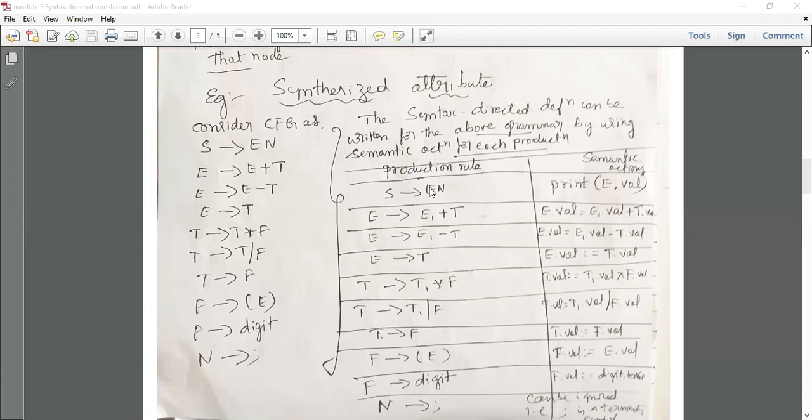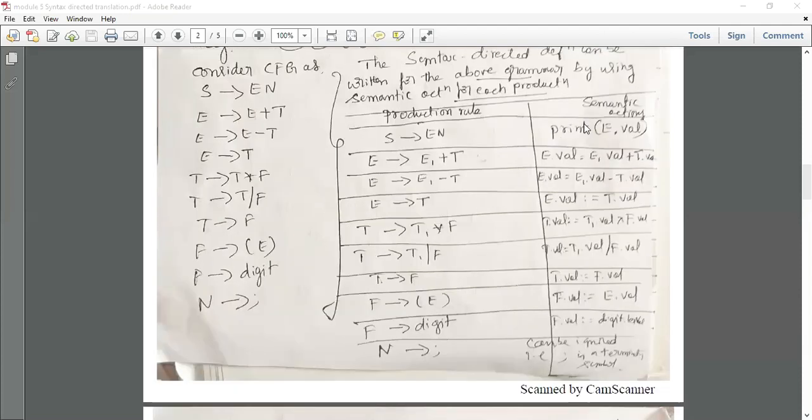Any doubt here? Yes, any doubt you can ask. Okay, we can follow: print E dot val. So N in this grammar production is the semicolon, so print E dot val. E dot val in the sense the attribute values to be printed with respect to the grammar they have given.